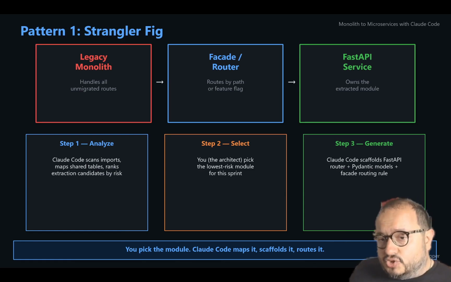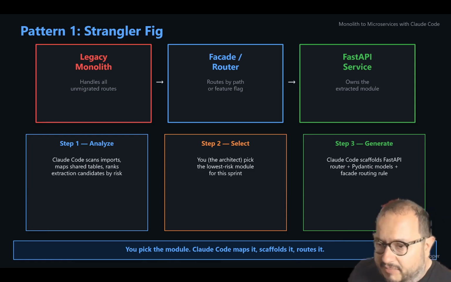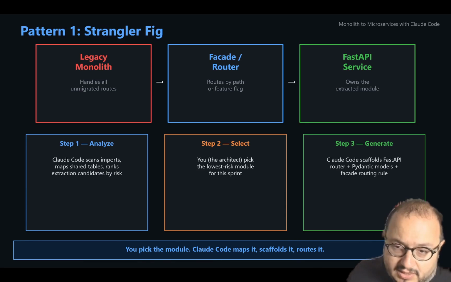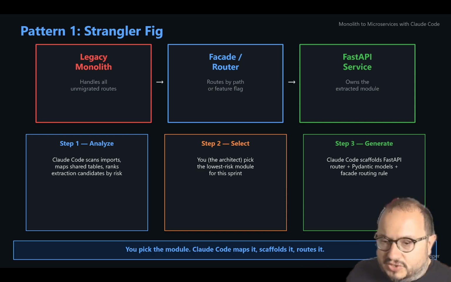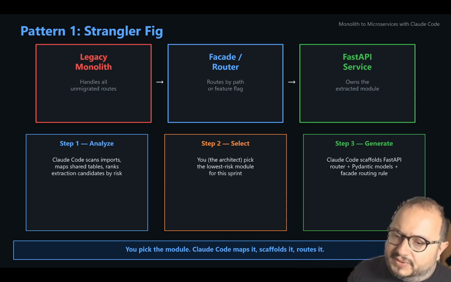The hard part is choosing where to start. The wrong entry point costs you 6 weeks before you discover that this module touches 40 tables and has no clean boundary. The right entry point is a module with minimal shared state, few callers, and a well-defined contract. Here's where Claude Code earns its place. I give it the code base and ask it to generate a dependency graph: which modules import which, which database tables each module owns or touches, which modules have no reverse dependencies. Those are the extraction candidates. Claude Code maps this in a single session that would take a senior developer 3 days manually.